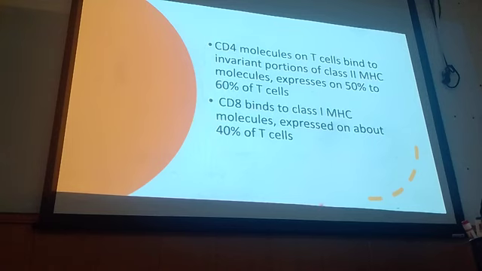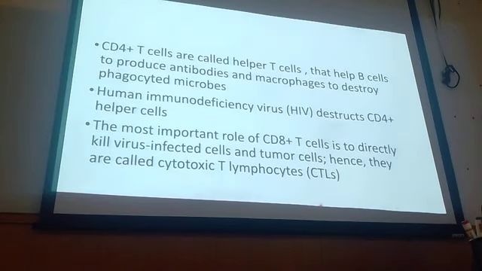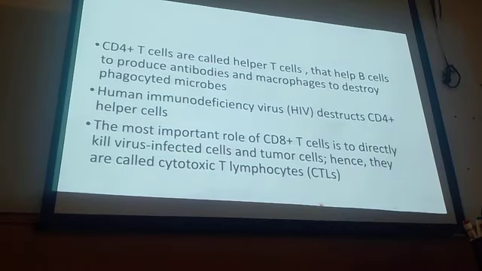CD4 molecules on T cells bind to invariant portion of class 2 MHC molecules, and are expressed in 50 to 60% of T cells, and CD8 positive T cells bind to class 1 MHC molecules, expressed on above 40% of T cells. So most of the T cells in our body are CD4 positive. The number of CD4 positive cells is more than CD8 positive in our body. CD4 positive T cells are called helper T cells that help B cells to produce antibodies and macrophages to destroy phagocytosed microbes. HIV virus destroys CD4 positive helper cells. And the most important role of CD8 positive T cells is to directly kill virus infected cells.